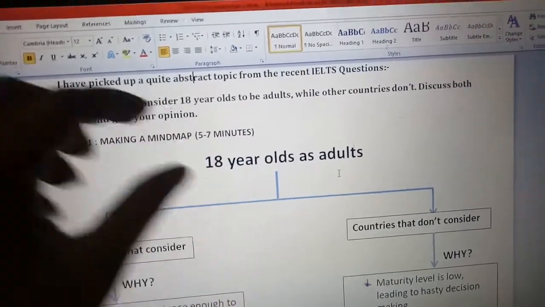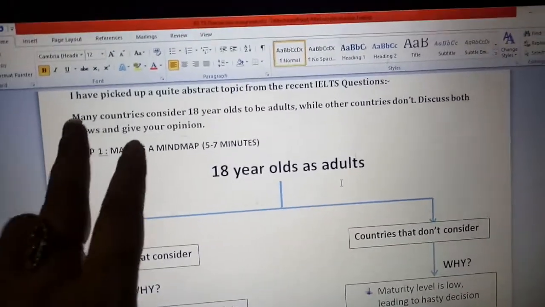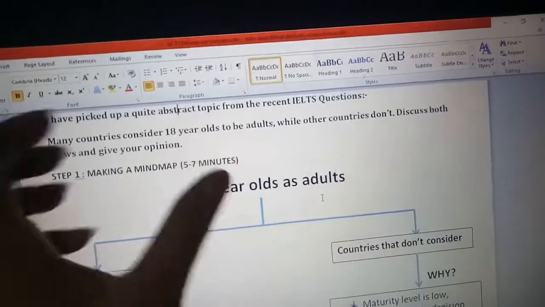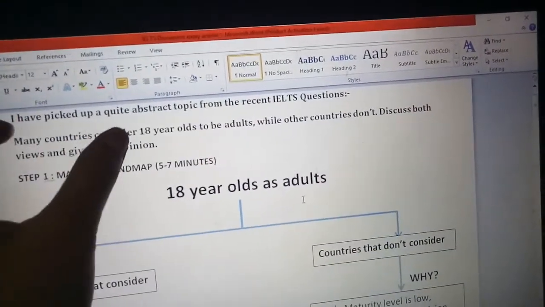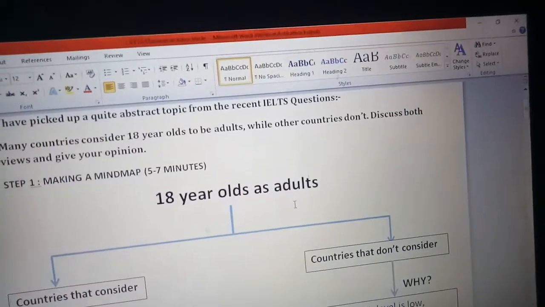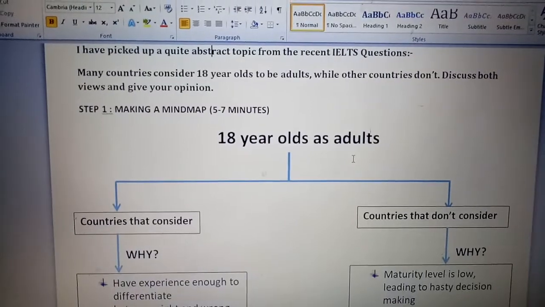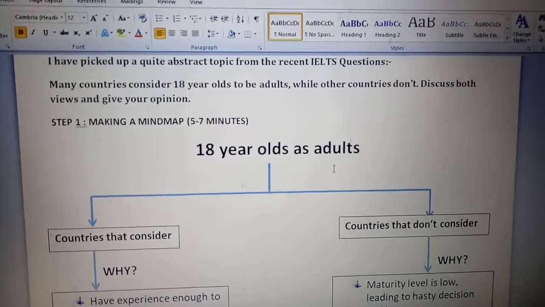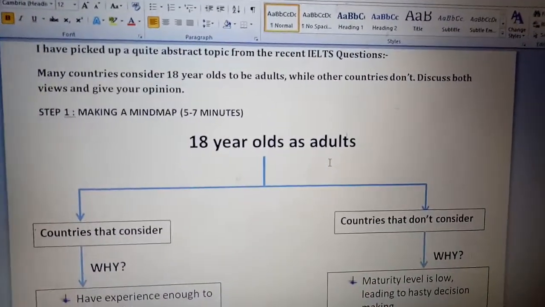The question, you have to at least read the question thrice to understand what it is asking. Many countries consider 18-year-olds to be adults while other countries don't. They say that some countries consider them to be adults and other countries do not. We have to discuss both the views, that is why this happens. We do not have to say what happens if they are considered adults, as I have seen in most of the essays. So please try to understand what the question is about and then make a plan.